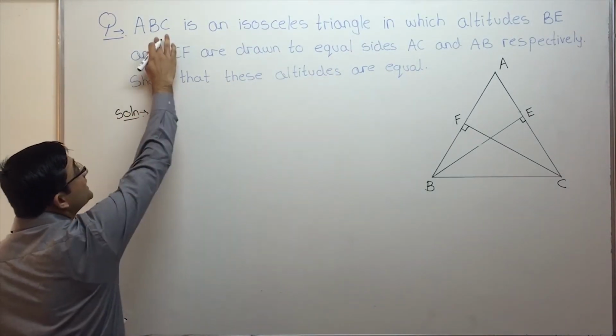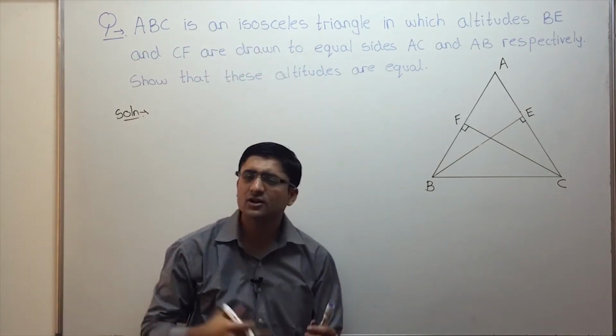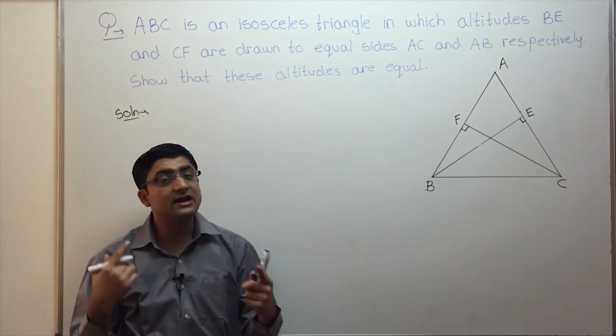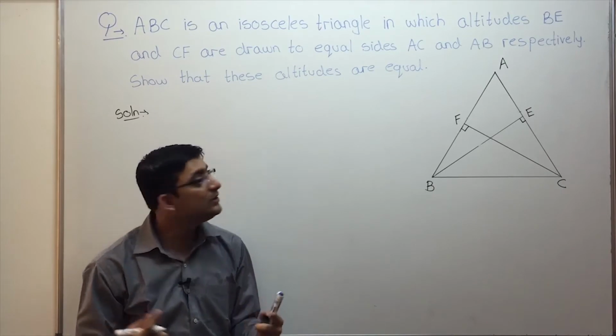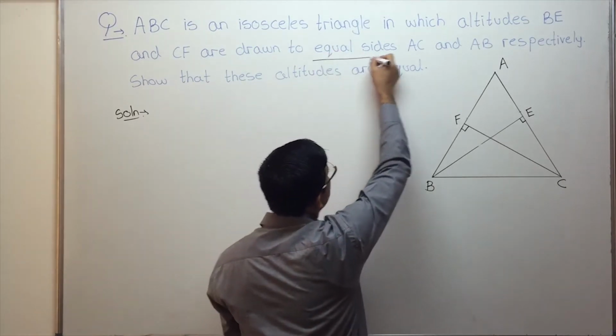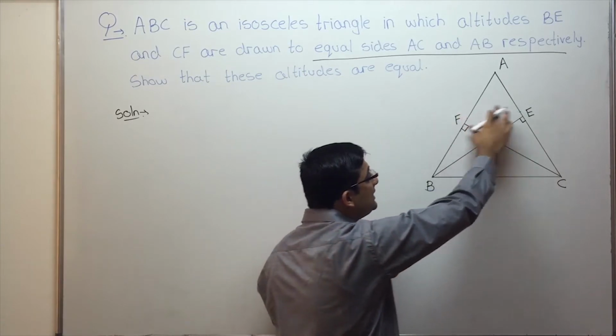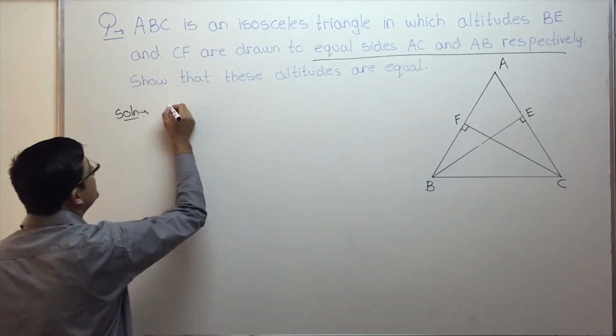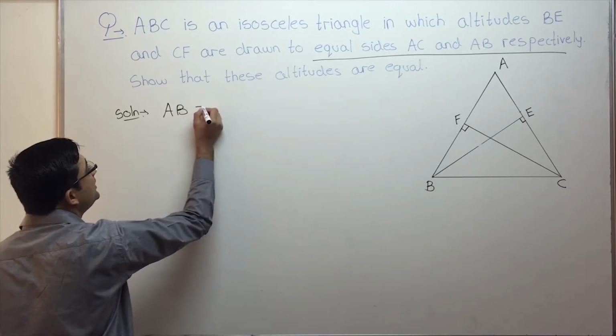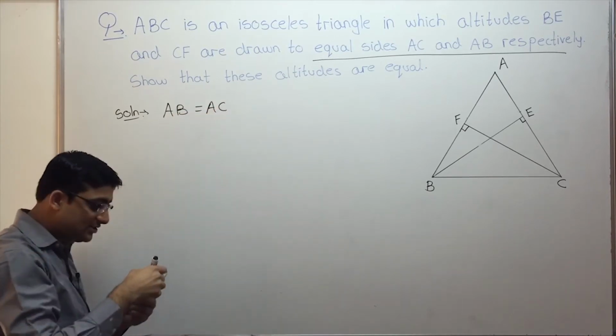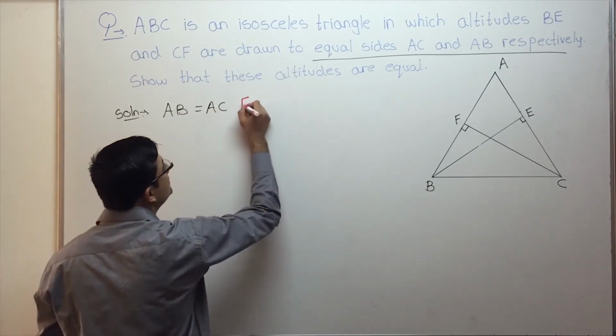So see, we are given that ABC is an isosceles triangle. What is an isosceles triangle? A triangle in which two sides are equal. Which are these two equal sides? We are given equal sides AC and AB respectively. So in this triangle, which are the two equal sides? AB and AC. So write it down. That is AB is equal to AC. Why? This over here is given to us.